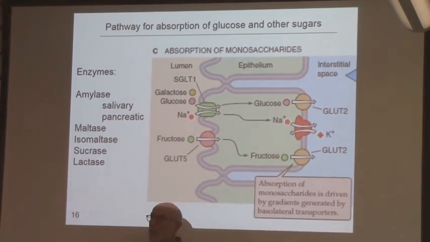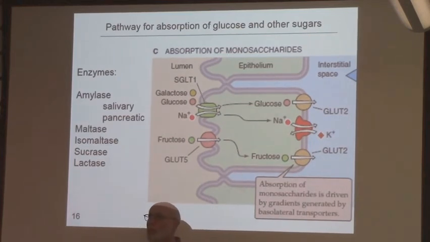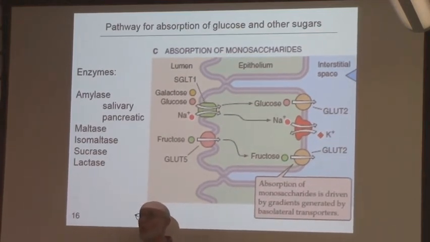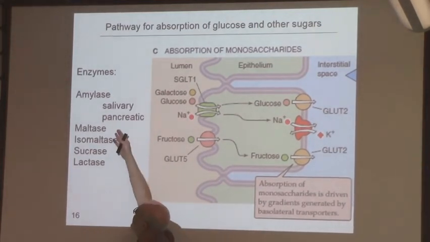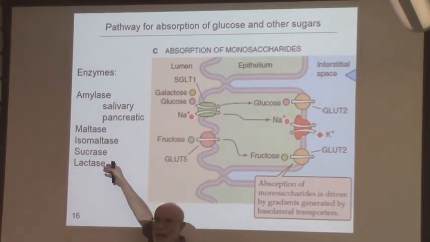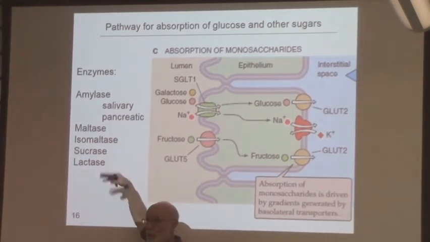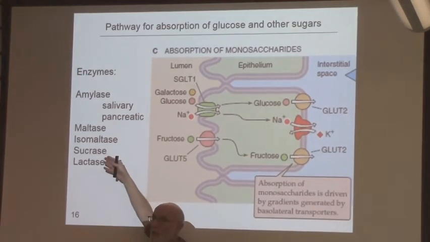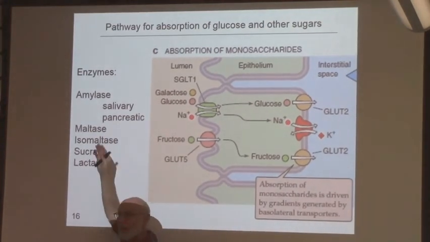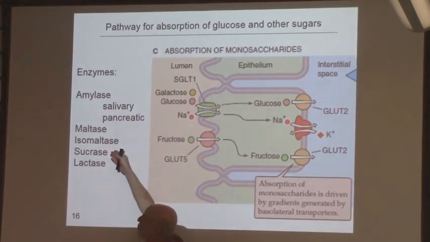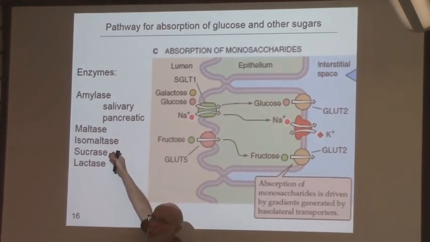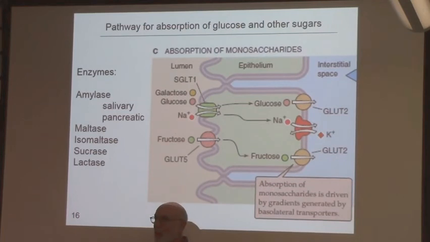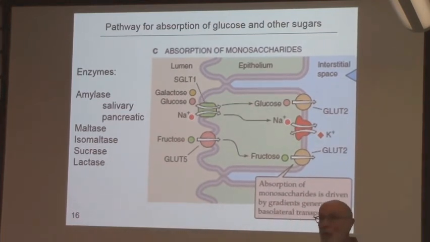Okay, so I don't want you to know which ones are which, but the sugars we're talking about are glucose, fructose, and galactose. Those are the monosaccharides that come from maltose, sucrose, and lactose. Those disaccharides are broken down by these enzymes, and thankfully the names are helpful. Maltase breaks down maltose. Sucrase breaks down sucrose. Names are helpful.